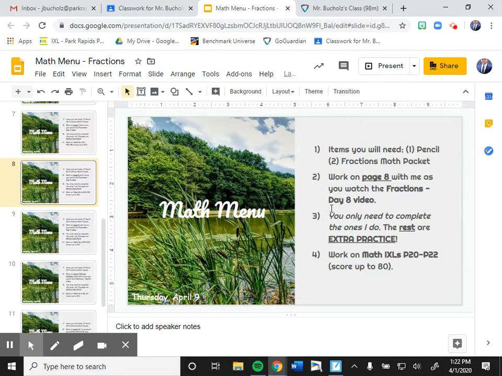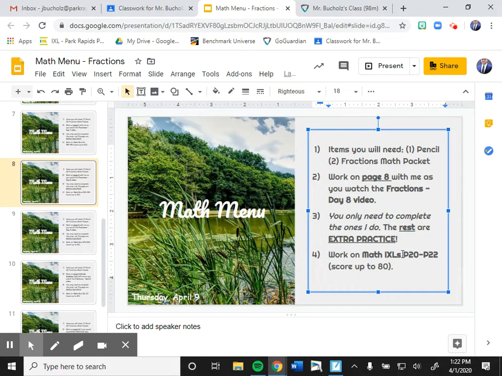I usually circle the ones that we do together, and then I'll star the ones that are extra practice. And then number 4, after we finish the lesson, you need to do Math IXL P20 through P22. So P20, P21, and P22. You have to score up to 80 on that, remember? So make sure you stay caught up on those. All right, let's get started.